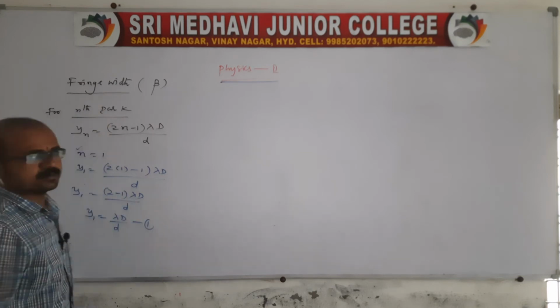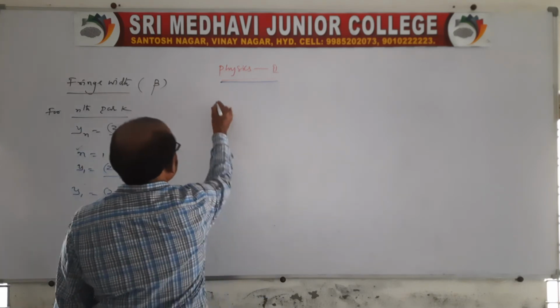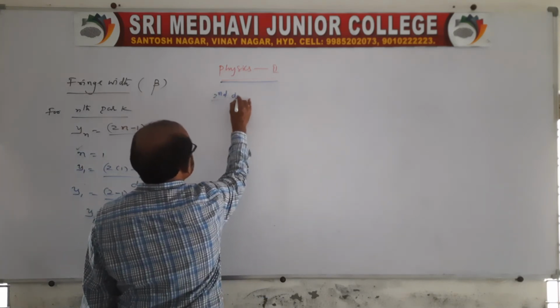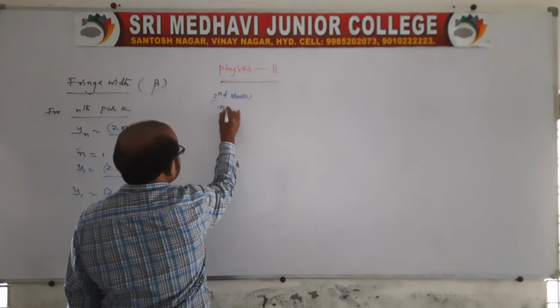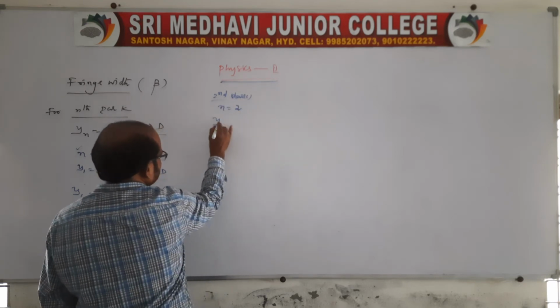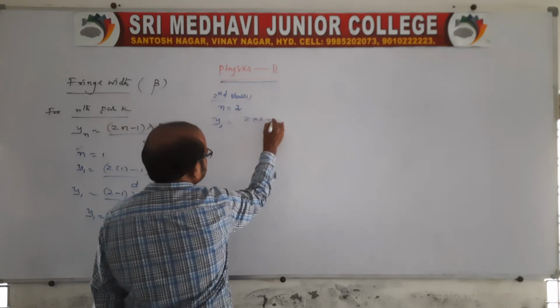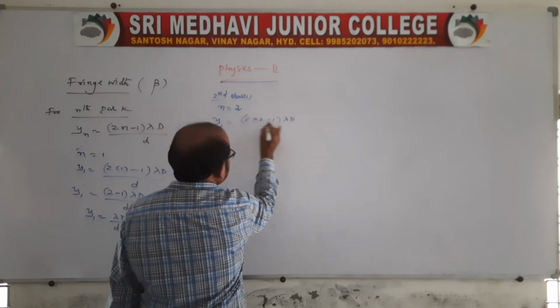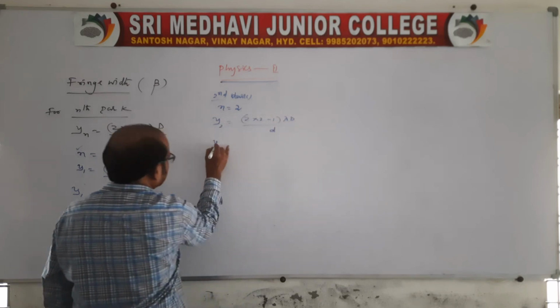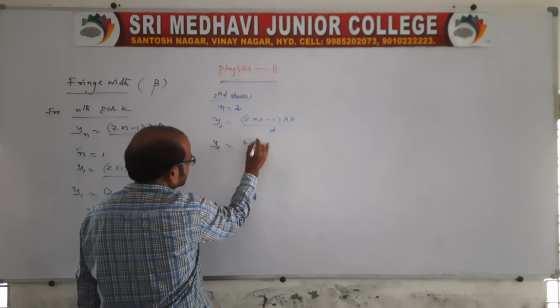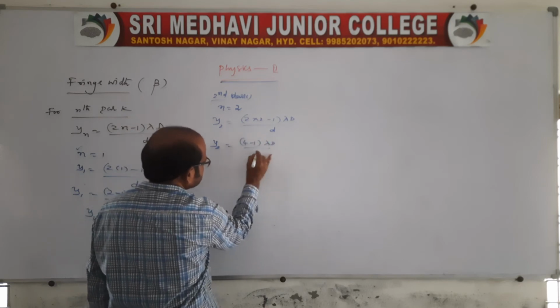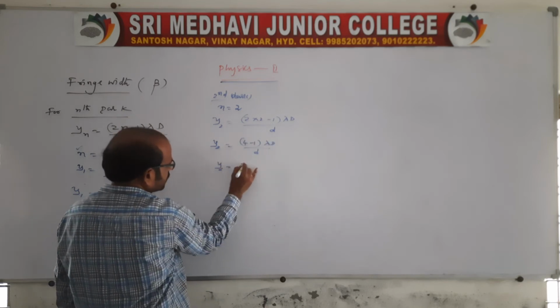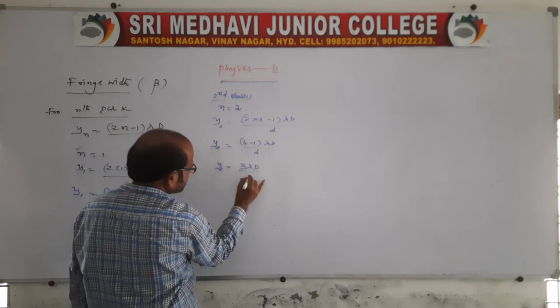Now you go for the second dark. Here, for the second dark, n is equal to 2. Then y2 is equal to (2 into 2 minus 1) into lambda capital D by small d. So y2 is equal to (4 minus 1) into lambda capital D by small d. So y2 is equal to 3 lambda capital D by small d.